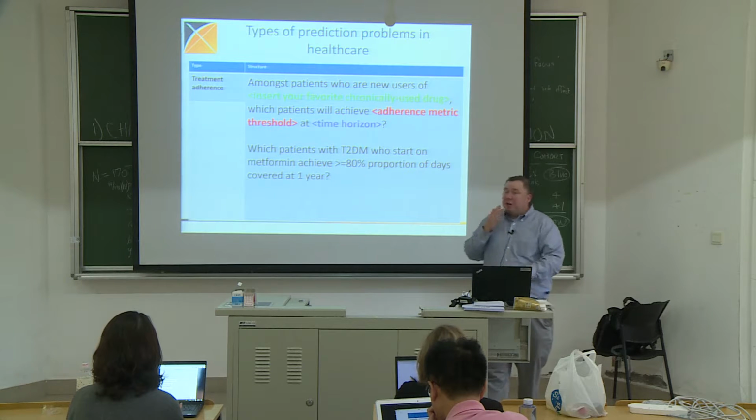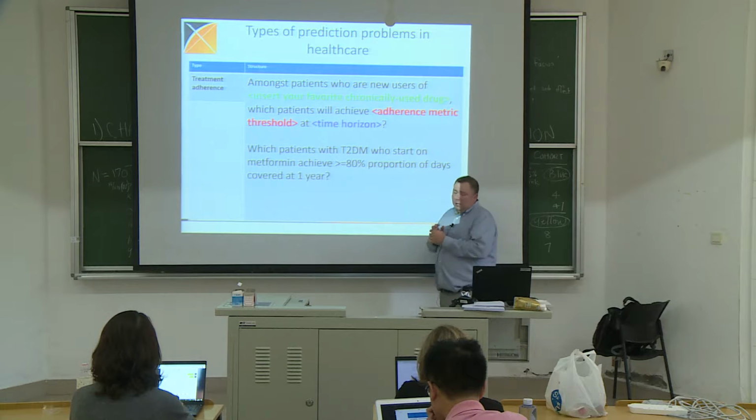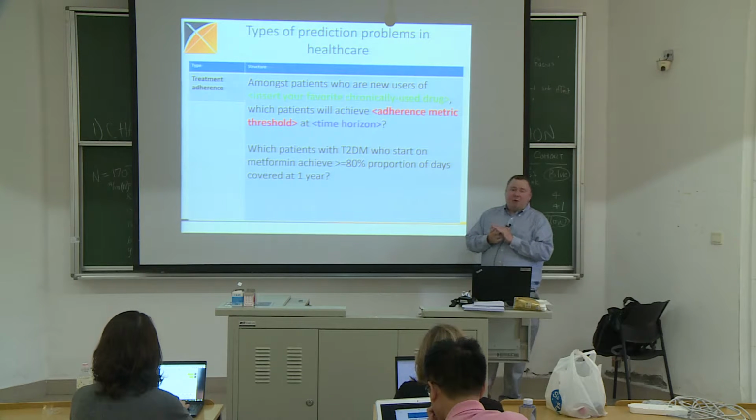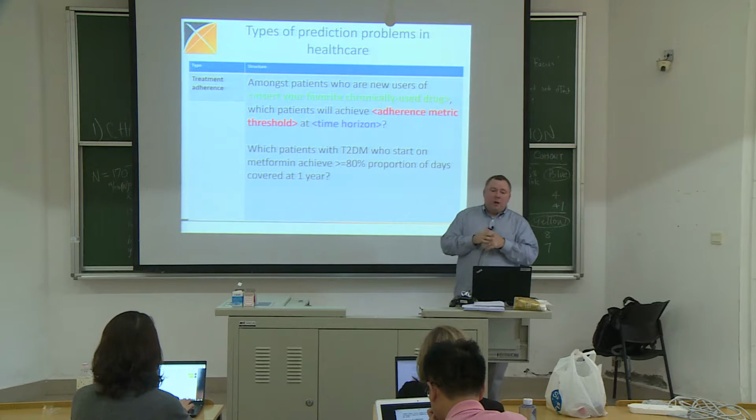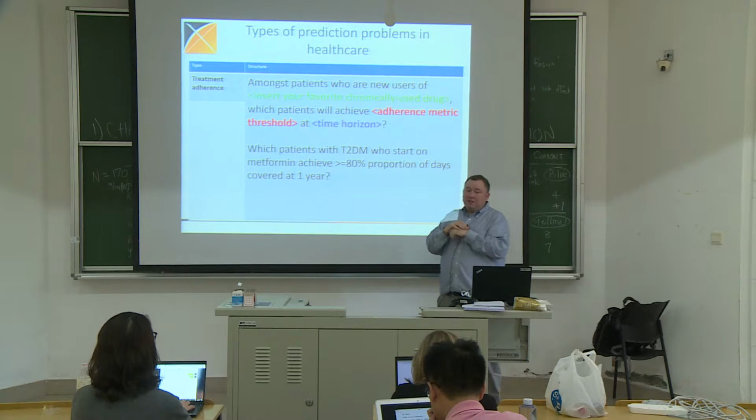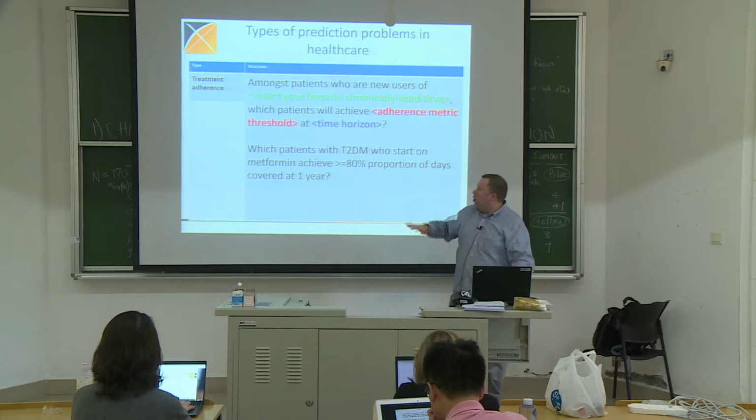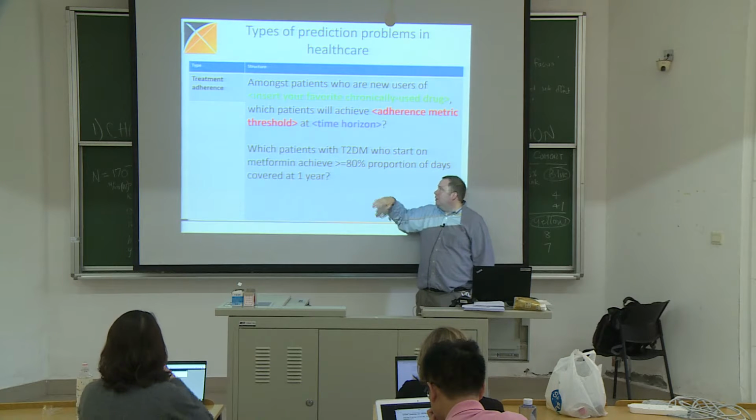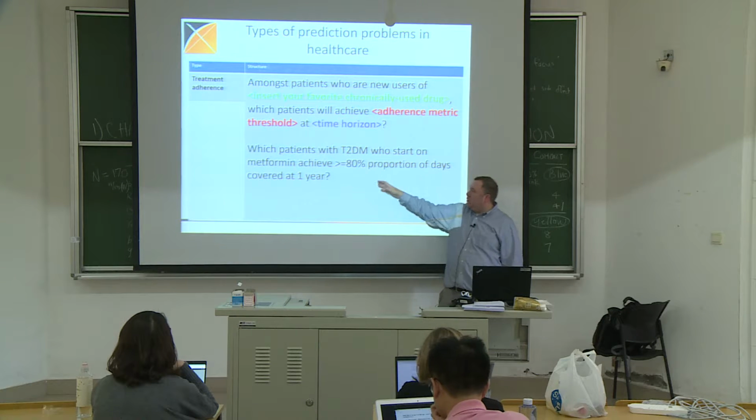All right. Another example of a prediction problem would be treatment adherence. So the treatment adherence problem would be something like, amongst patients who are new users of some drug, which patients achieve some threshold for adherence during some time at risk. So for example, which patients who have type 2 diabetes who are taking metformin achieve an 80% proportion of days covered in 1 year.